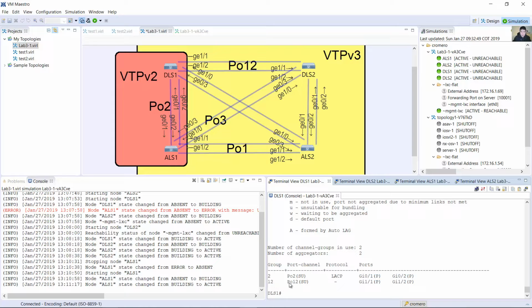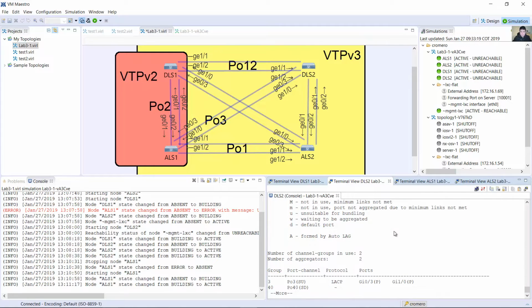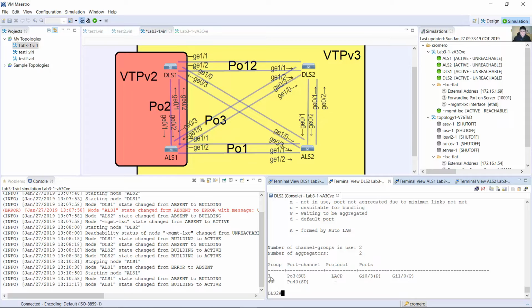But port channel 12 is mode on, no protocol specified. Okay, very well. On DLS2 verify and show EtherChannel summary. Okay, port channel 3 very well configured. Okay, port channel 40 still exists. Port channel and no interfaces assigned.